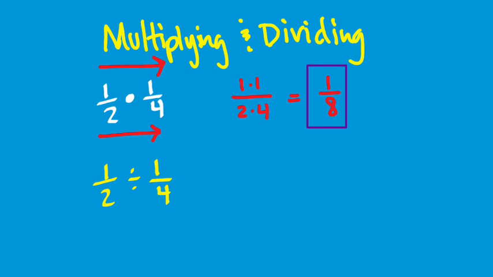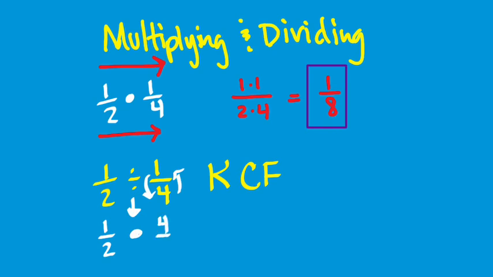Dividing, we use an acronym called keep, change, flip. We keep the first fraction, we change the sign to multiplying, and we flip the second. We call this multiplying by the reciprocal, or I like to say the reflipical. And now again we're multiplying, so we go back to multiplying again where we just multiply straight across. 1 times 4 over 2 times 2, which gives us 4 over 4, which reduces to just 1.